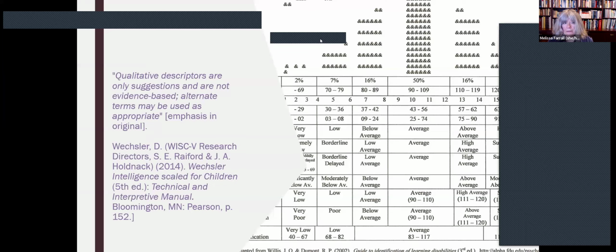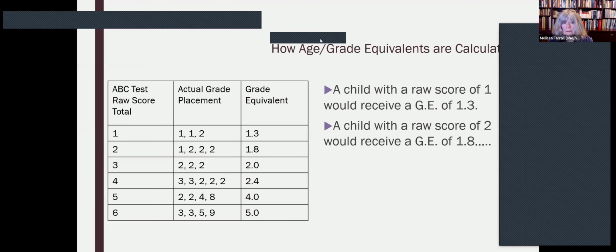Let me come back to here. So it's not like anyone sat down and looked at the scope and sequence from grade 1 to grade 12.